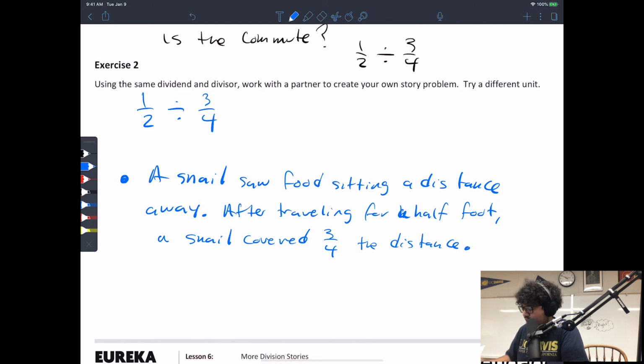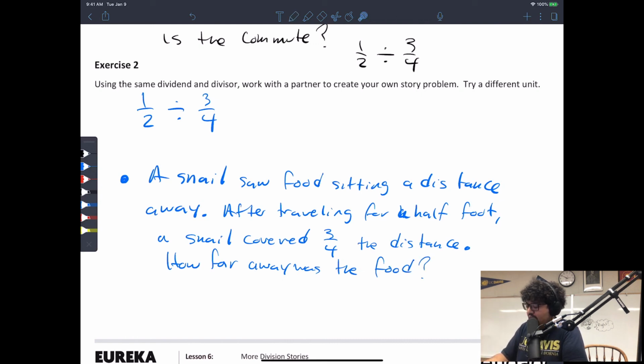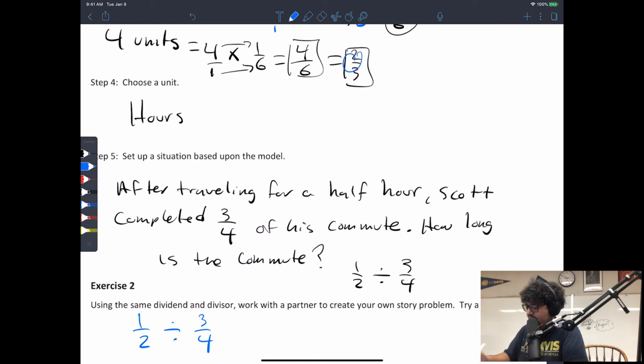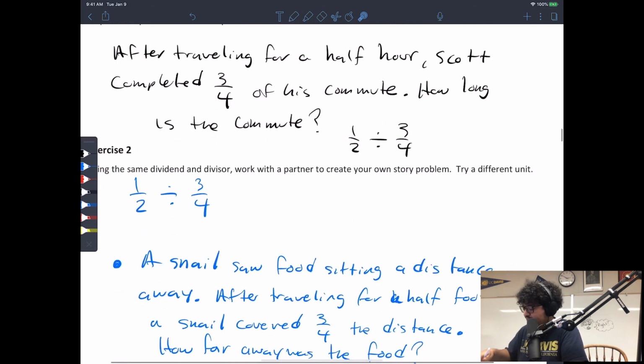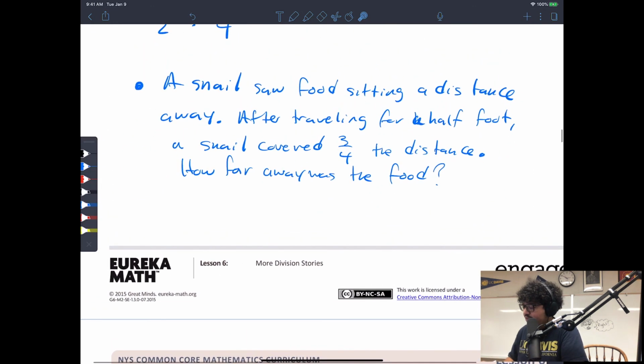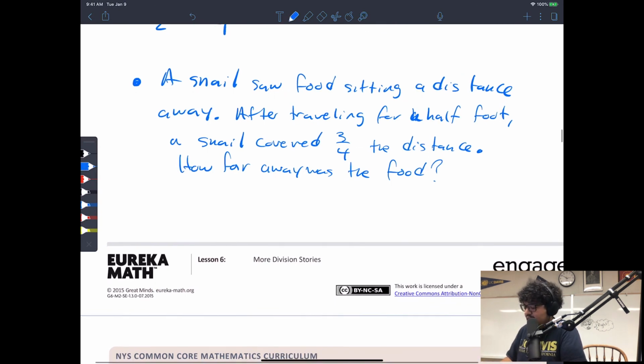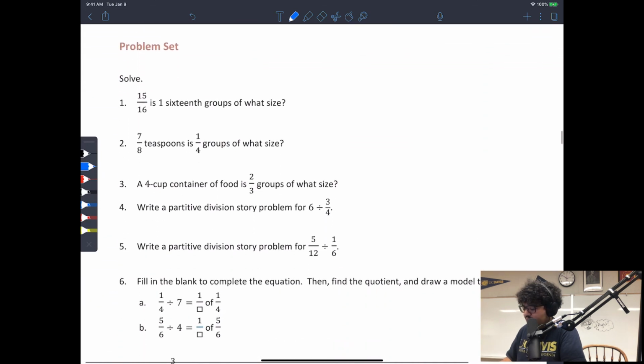Okay, so then the question is, how far away was the food? Okay, so then we'll have to do the division, and then that will lead us to the answer, which is 2/3. Okay, so it's 2/3 right there, or 4/6 foot. Okay, so there's that, and so that's by example, and then there's a problem set.